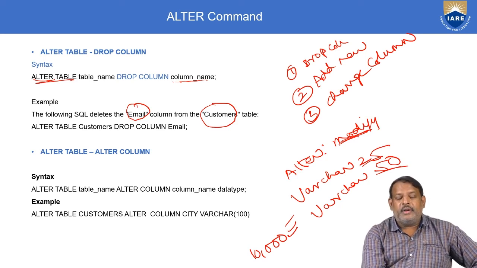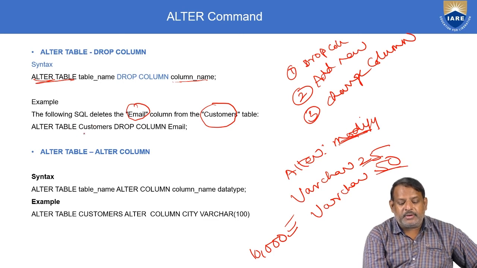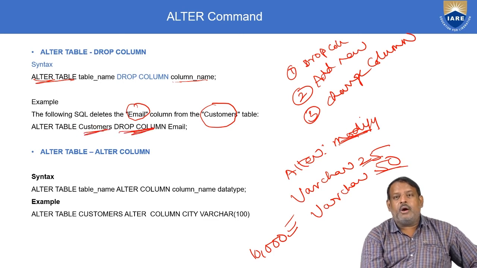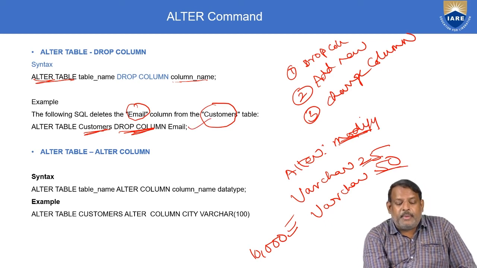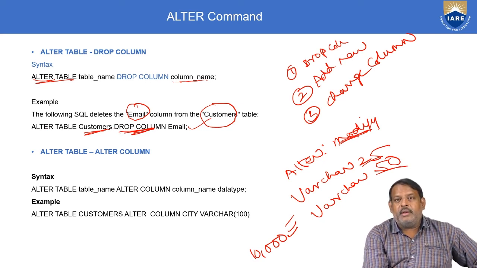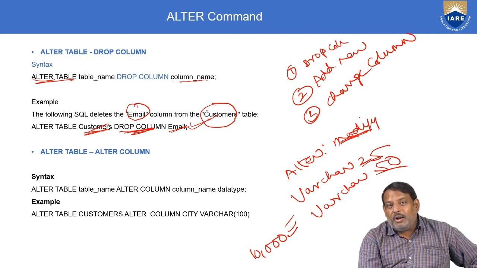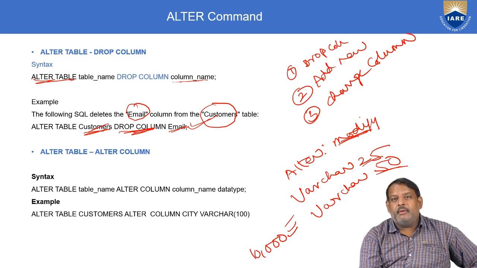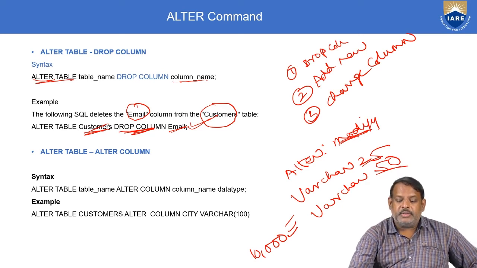I'll say alter table, table name is customer, drop column name as email. See this command: alter table name, drop column email. My email column which exists in the customer table will be removed, will be dropped. Only that particular column is dropped. Alter table name, drop column. This is the first thing.